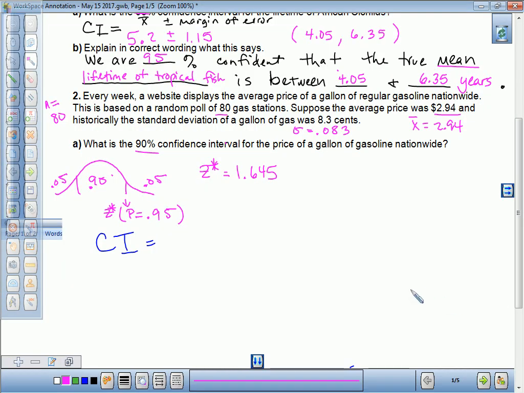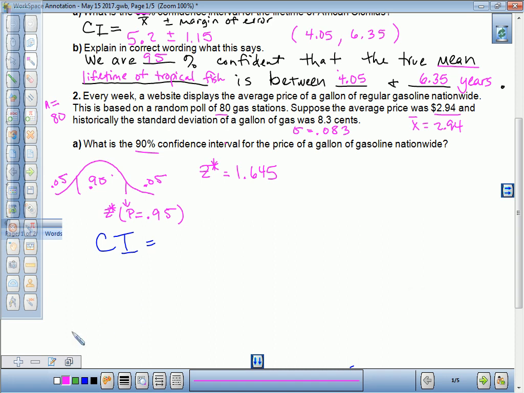Okay. So what you have to look for is the closest thing to 0.95 inside the chart. So if we look right here, it is actually right in between, we're looking at the numbers and then we're going to 1.64 and 1.65. It's exactly halfway between those two. That's why we made it 1.645. Okay, so that's our Z star.